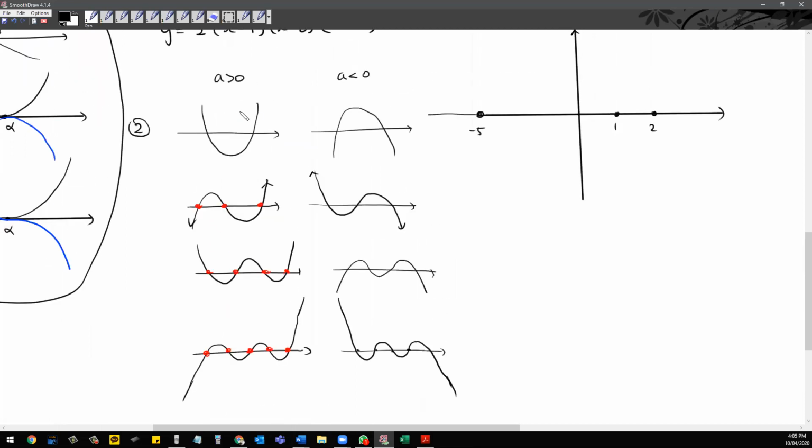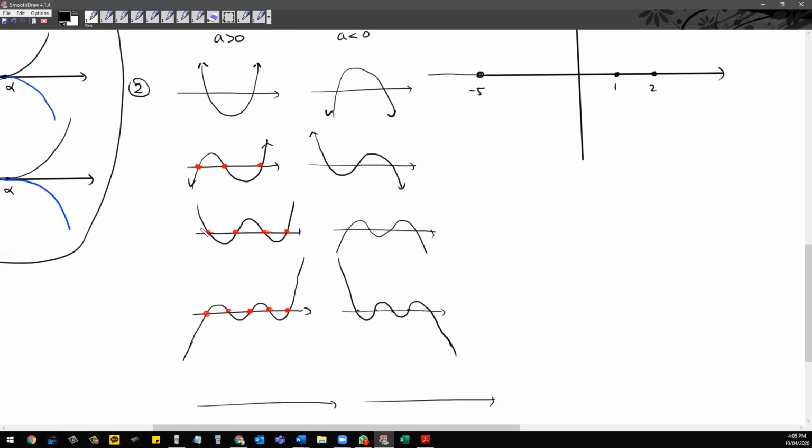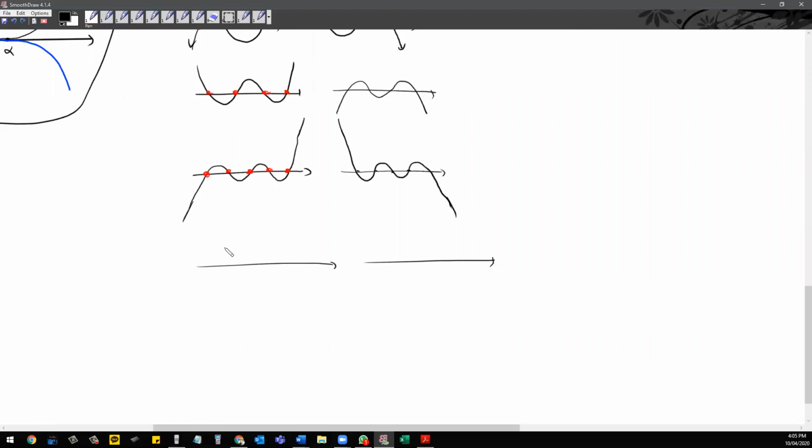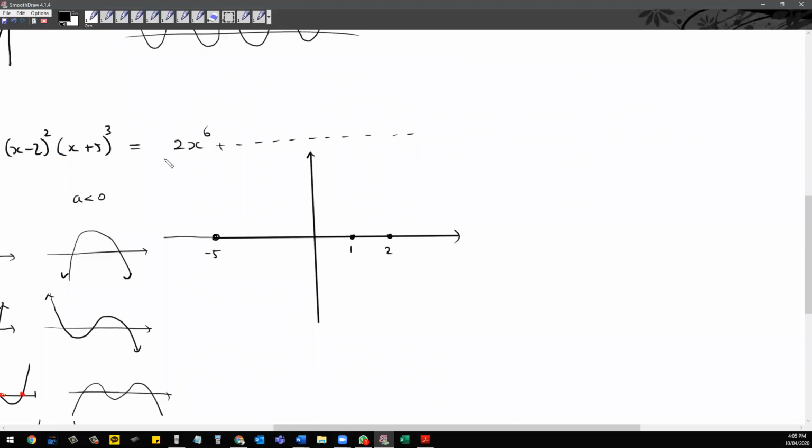You see that when it's even power, then it's both facing up or both facing down, right? If it's odd power, then it's down, up, up, down. If it's even power, up, up, down, down. So it'll be like this one here, but with possibly more points. You just need to know that it's going to be facing that way and that way, okay?